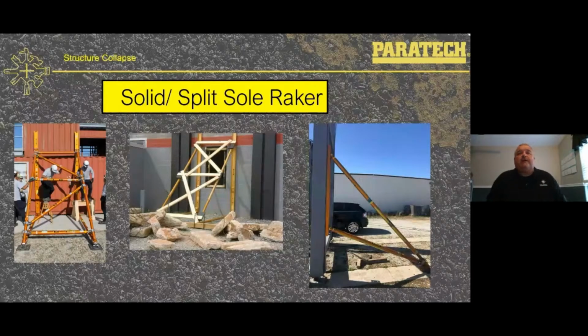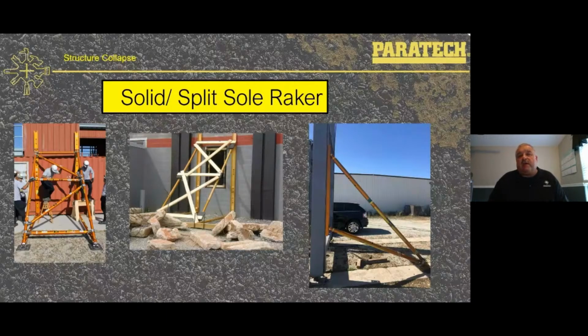Solid and split sole raker. For your external structural collapse, the rakers are normally built on the external part of the building. If you take a look at the raker on the left-hand side, that's your typical solid sole, cross-braced with a K-brace on there. The middle one is a solid sole with a double X on the raker itself. And the one to the right, the one leg, is an actual split sole raker made from the Paratech equipment.